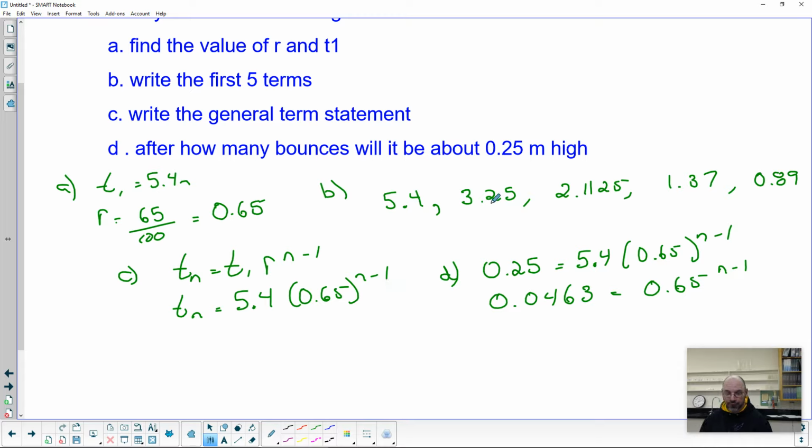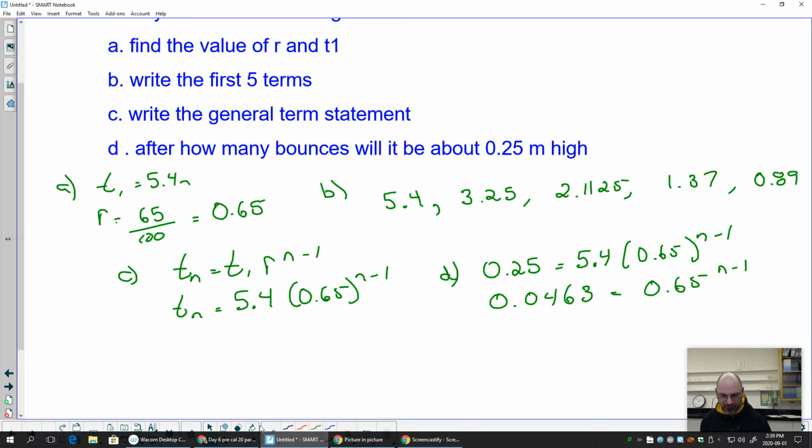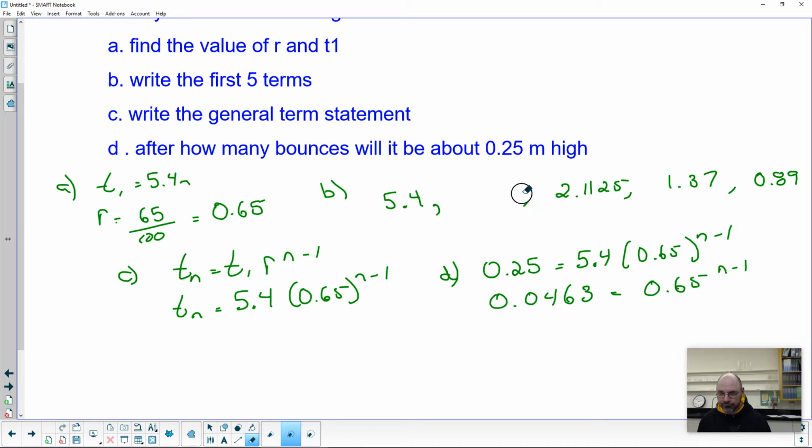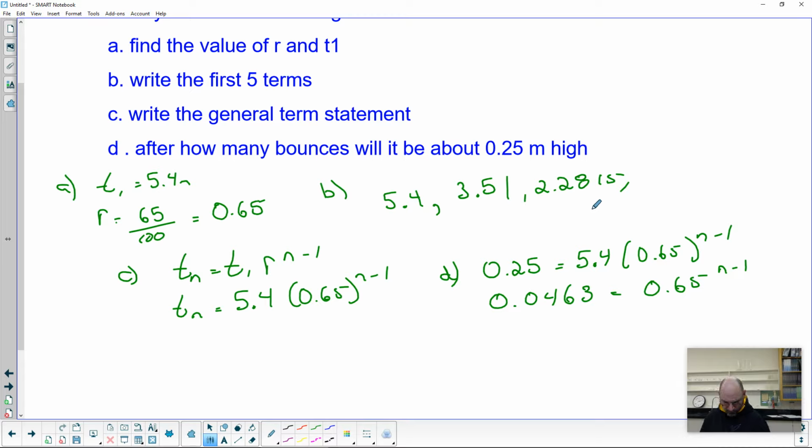Oops. Made an error here when I'm multiplying. I must have multiplied wrong here. Let's go back. Good thing we checked this. Okay, I multiplied these wrong. Sorry, individuals. Hopefully you caught that. So 5.4 times 0.65 is actually 3.51. Okay, sorry about that. Hopefully you caught that when we were doing it. Times another 0.65. That's 2.28. My mistake there. 1.5. Okay, times another 0.65.